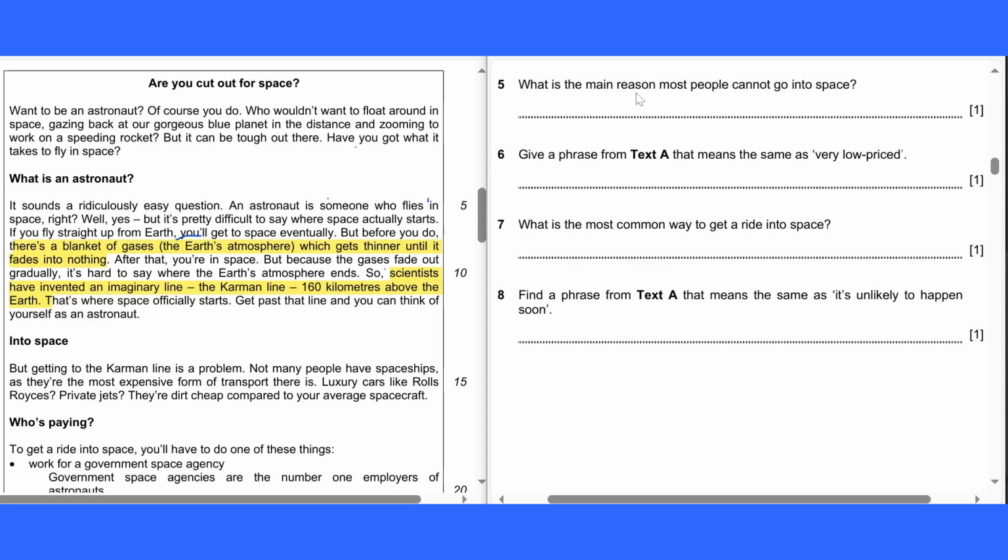Question 5. What is the main reason most people cannot go into space? So, 10 seconds.